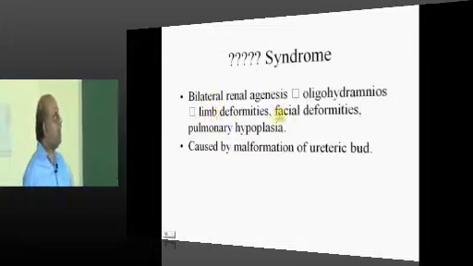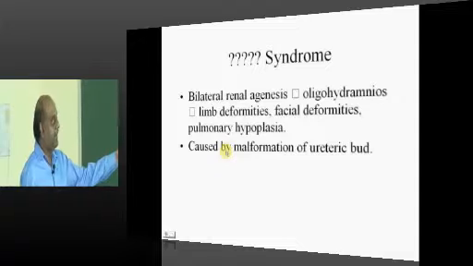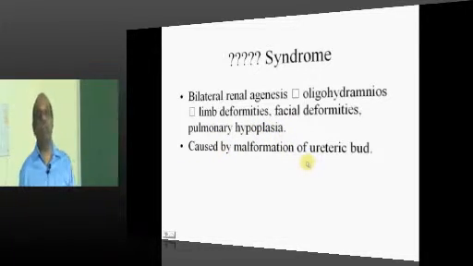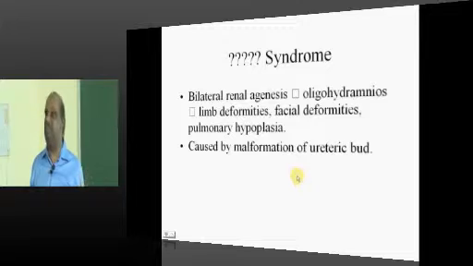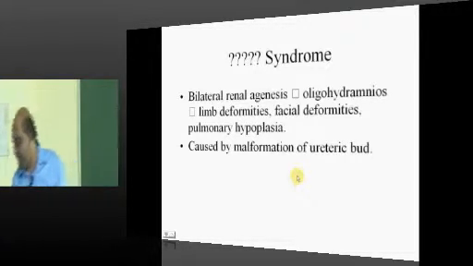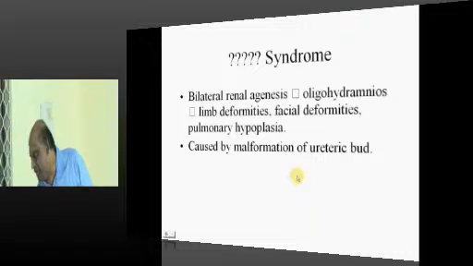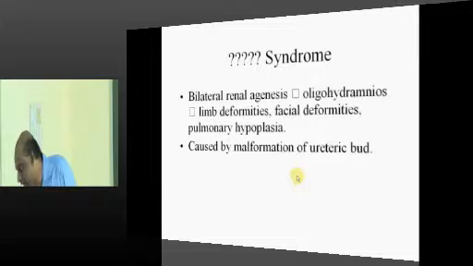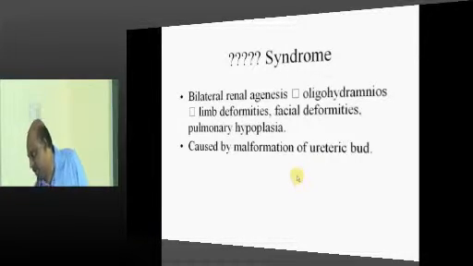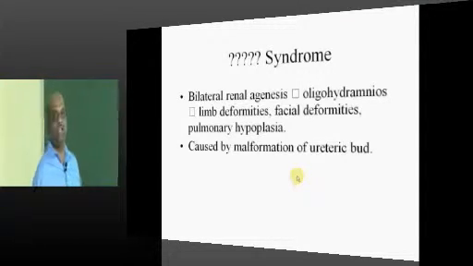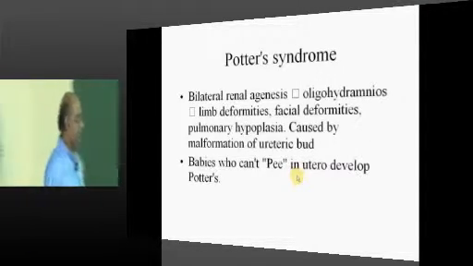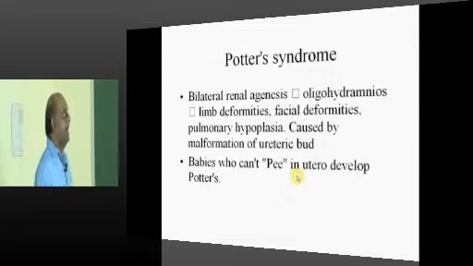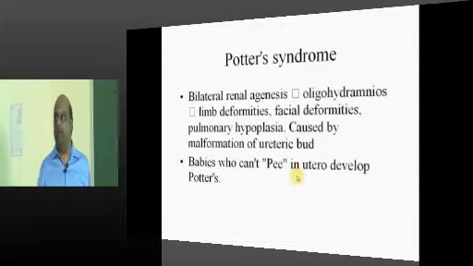Bilateral renal agenesis with oligohydramnios, with pulmonary hypoplasia, malformation of the ureteric bud. What is this classical syndrome called? Who will give me the correct answer? Alport from Hyderabad is not right. Potter, given by Dr. Sudha, Dilip, Navya, Deepthi, Madhuri and our Guntur students, right? That's the correct answer. Babies who can't pee in utero will develop Potter. Another way to remember: renal agenesis and Potter need to be understood.